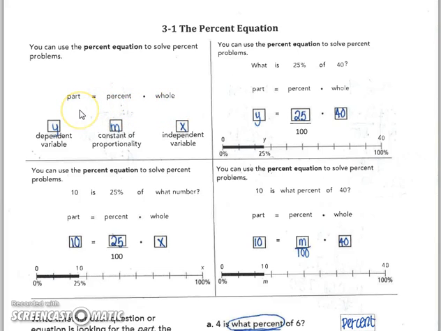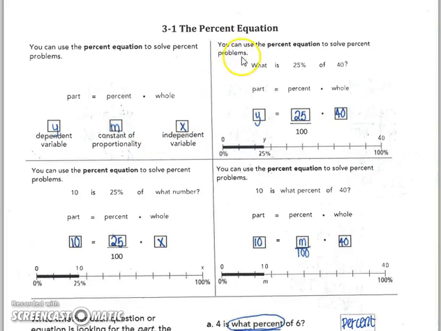Now this kind of reminds us of our equation in the last chapter, y equals mx. We think of y kind of like the part of our percent. We think of m kind of like our percent. It's like our constant of proportionality, our constant value. And then we have our independent variable, which is kind of like the whole amount, because the whole amount is that constant amount, that original amount that we're taking the percent of. So we can think of this very similarly to y equals mx.